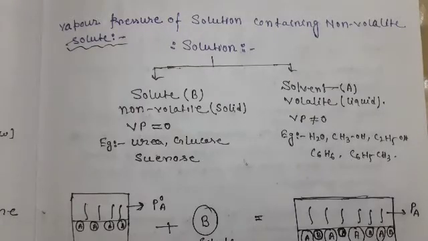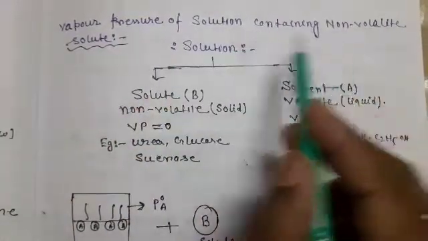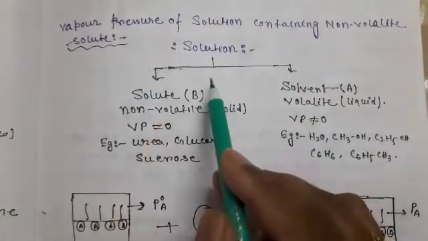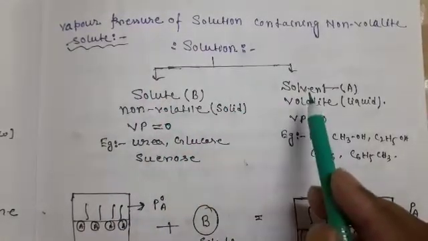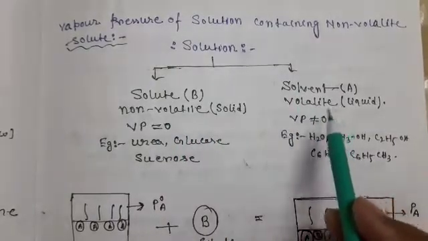In the previous part we discussed the vapor pressure of solution containing two volatile liquids. Today we will discuss the vapor pressure of solution containing non-volatile solute. We know that a binary solution has two components, one is solute, another is solvent. Here solute is non-volatile and solvent is volatile.